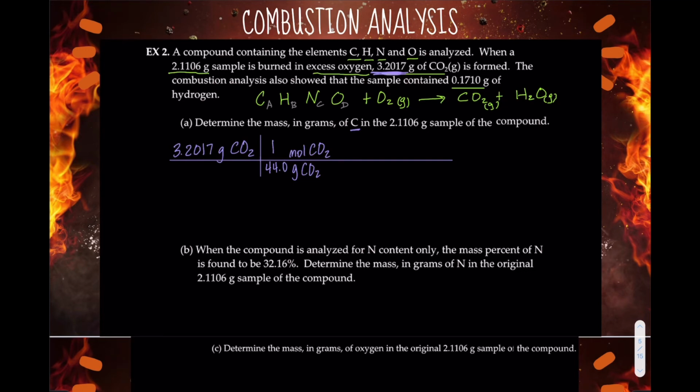In 1 mole of carbon dioxide, we have 44.01 grams of carbon dioxide. Grams cancel. Our next step is to set up the mole ratio between moles of carbon dioxide and moles of carbon. In 1 mole of carbon dioxide, we have 1 mole of carbon. Moles of CO2 cancel. And now we convert moles of carbon to grams of carbon. One mole of carbon has 12.01 grams of carbon. Moles of carbon cancel.